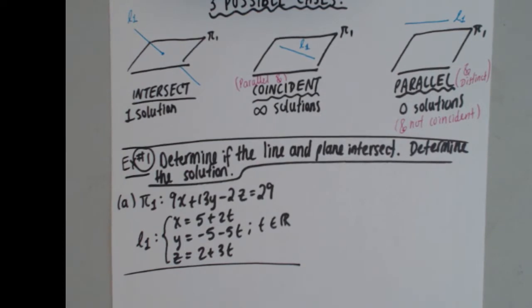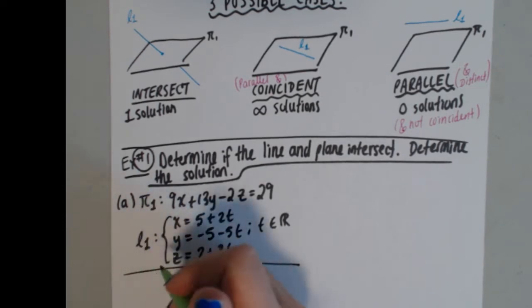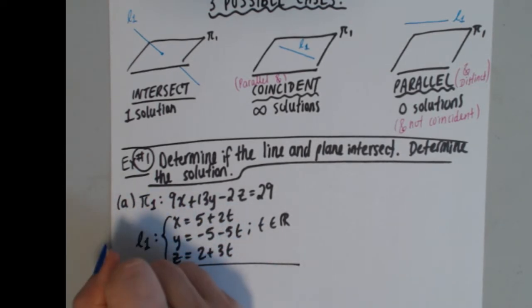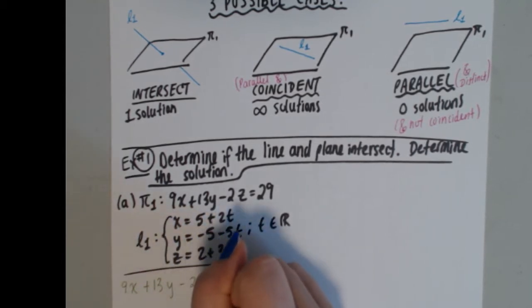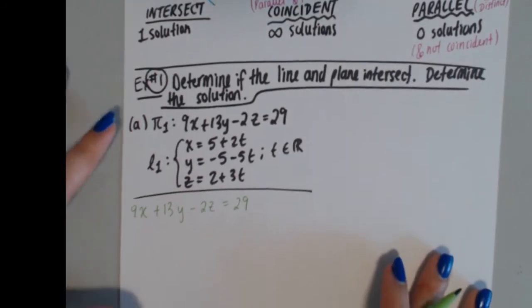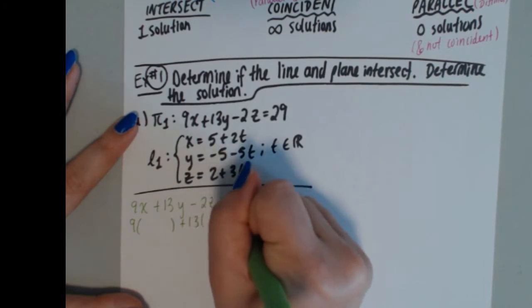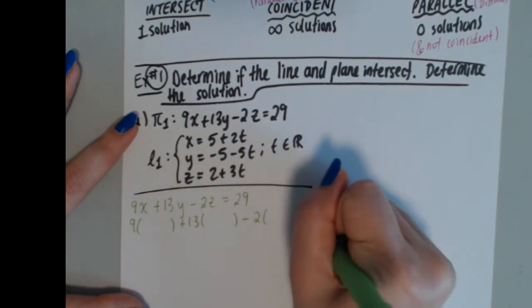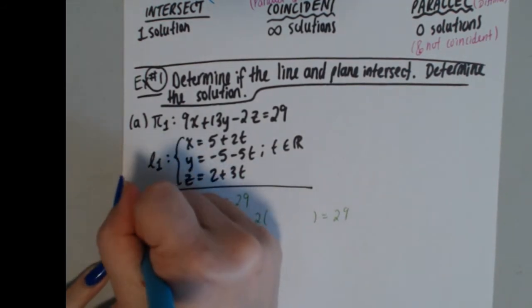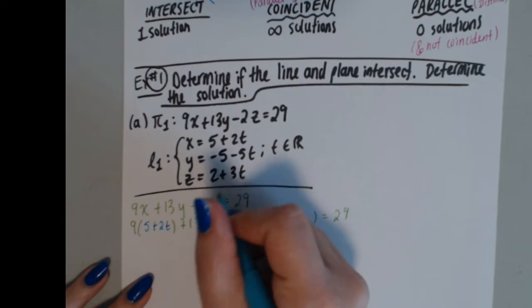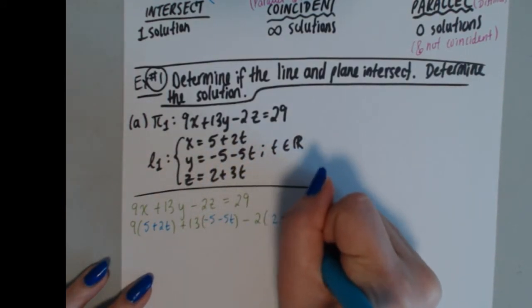So let's go ahead and plug x into x, y into y, and z into z. Working with the equation of the plane, we have 9x plus 13y minus 2z equals 29. All right, so now time to plug in the values. For 9x, I'm just going to leave empty brackets for now, 13y minus 2z equals 29. In place there, I'm going to stick in 5 plus 2t for x, negative 5 minus 5t for y, and for z, 2 plus 3t.